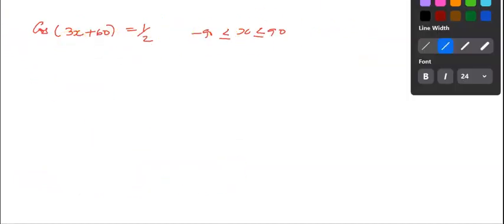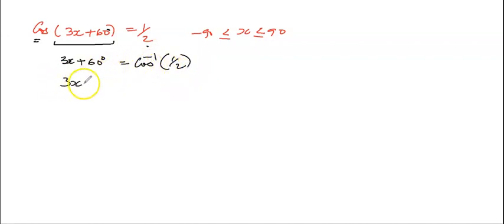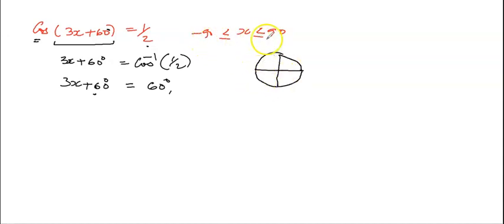Let us look at this one here. The same thing here, we are taking the cos inverse. So the cos of all of this is a half. That means 3x plus 60 degrees is equal to the cos inverse of a half. So what you have here, 3x plus 60 degrees is equal to 60. But you know what you're going to do? How do we find the value of x? We are going to subtract 60 and divide by 3. That means we should find other angles first before we do anything. And the range is between -90 and 90.